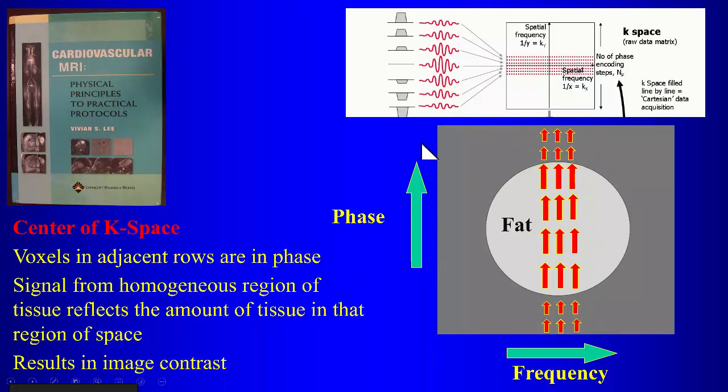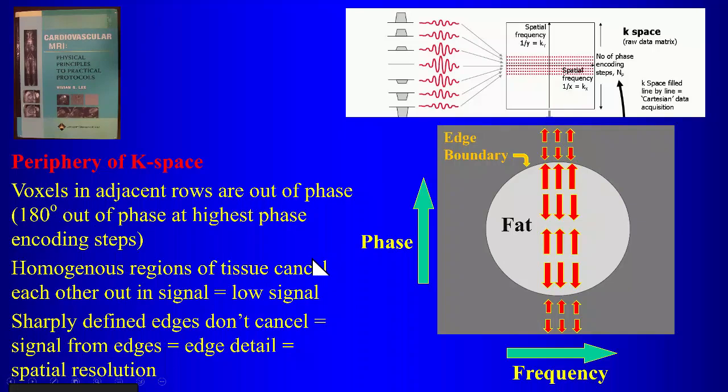Imagine our phase encoding goes this way, and we're in the center of K-space, so there's not much dephasing from the phase encoding. Everything is in phase, everything is rich in signal. I get very nice contrast between the fat that is bright and the tissue surrounding it that is not as bright. So you can understand why the center of K-space gives you image contrast. Why do the edges of K-space give you more image detail?